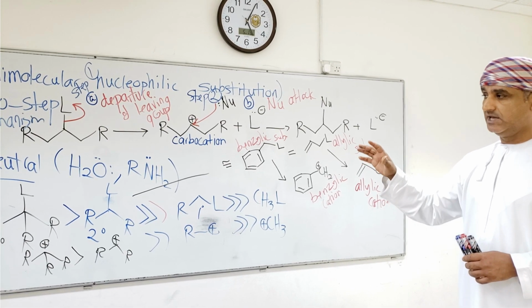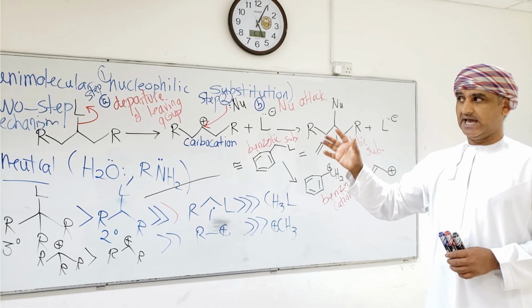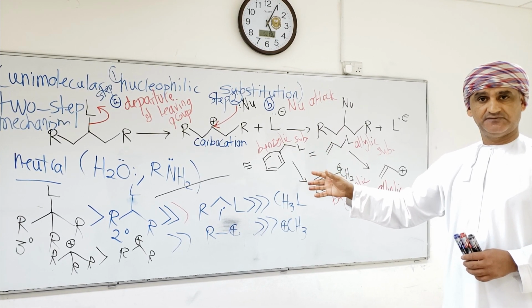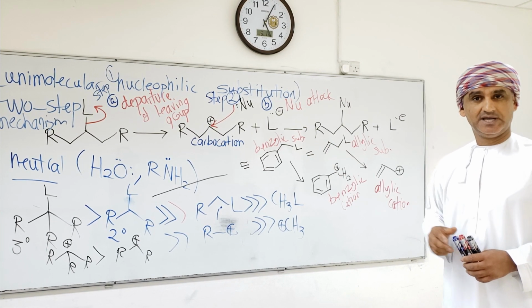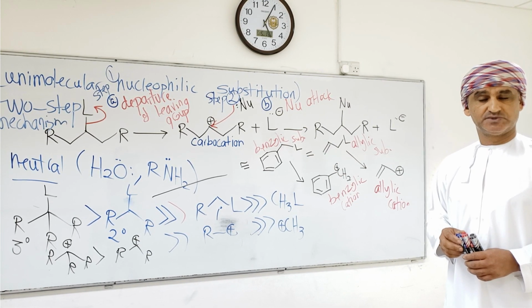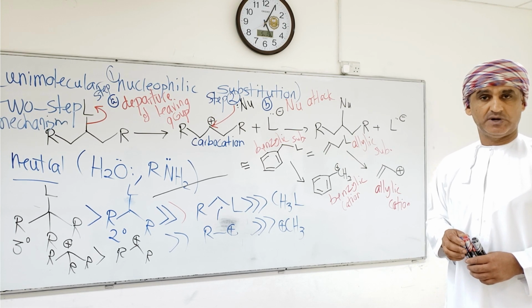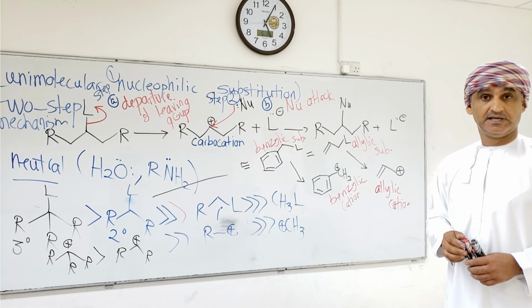So this is the reactivity scale in substitution reactions. In SN1, tertiary substrates are the most reactive, primary substrates are the least reactive. In SN2 reactions or SN2 mechanisms, on the other hand, the most reactive substrates are the primary ones or the methyl ones, and the tertiary substrates are considered the least reactive.